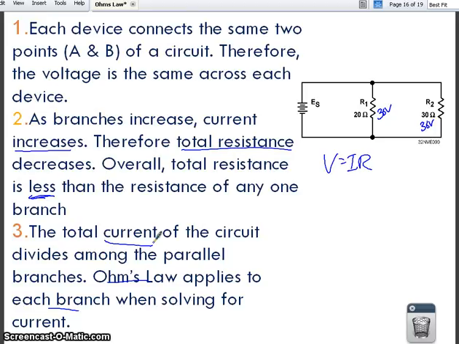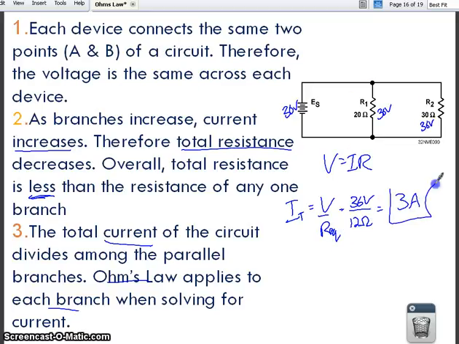So let's do total current first. The total current is going to be equal to V over R. So V total right here is 36 volts, and the equivalent resistance of the whole thing, remember, was 12 ohms. So my total current is 3 amps.